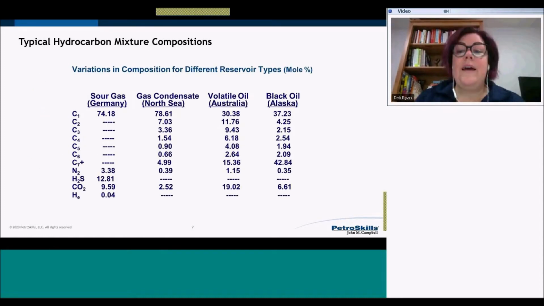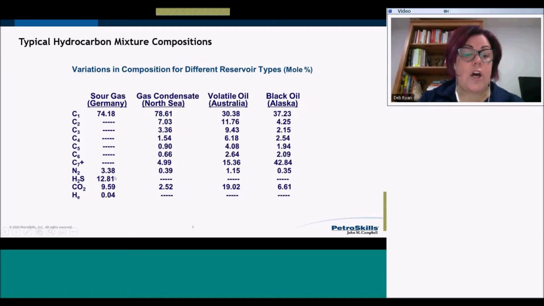So here we've got some typical hydrocarbon mixtures from different parts of the world. The first one that I'm going to point out here is a sour gas. Very dry, so almost predominantly methane, essentially, in our reservoir component. A little bit of nitrogen in this one, not such a big deal, but just a pain to have to process out.